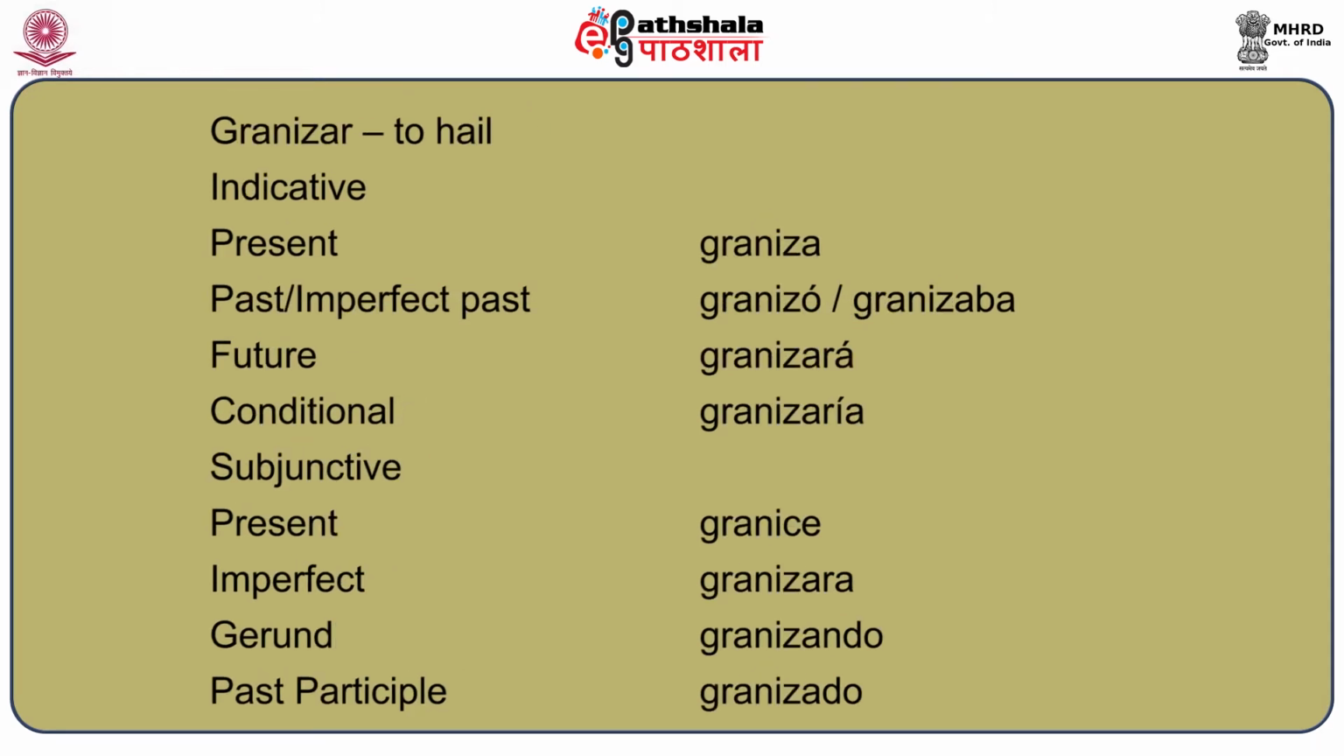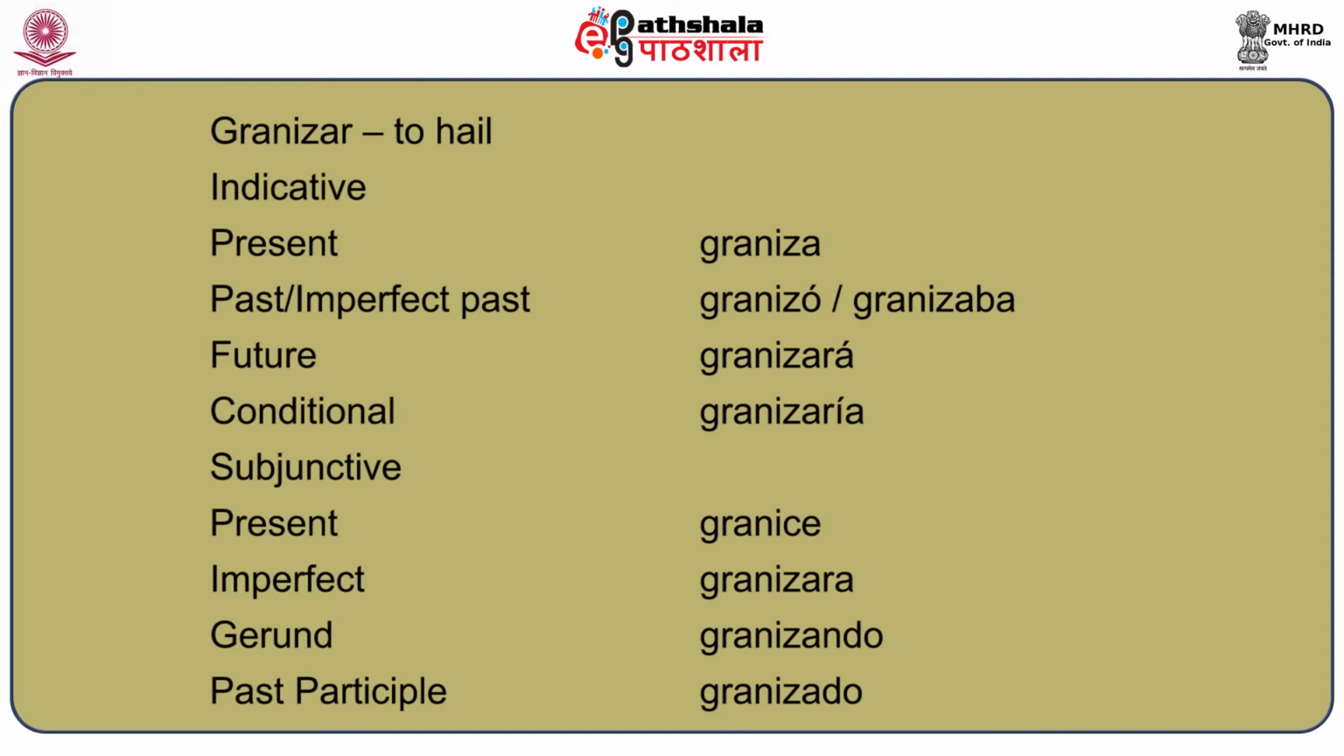Next verb is granizar, to hail. The indicative forms are the present graniza, preterit granizó, imperfect past granizaba, future granizará, conditional granizaría. Now let us see the subjunctive forms for the verb granizar.